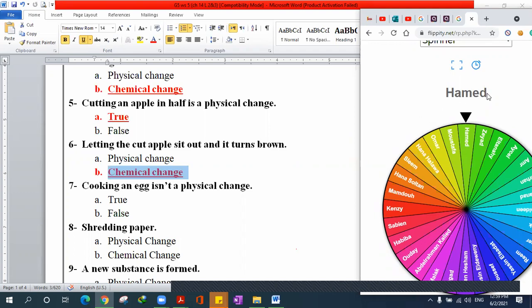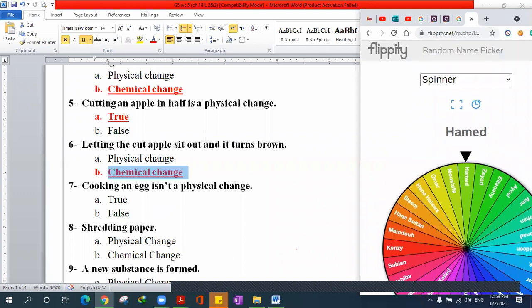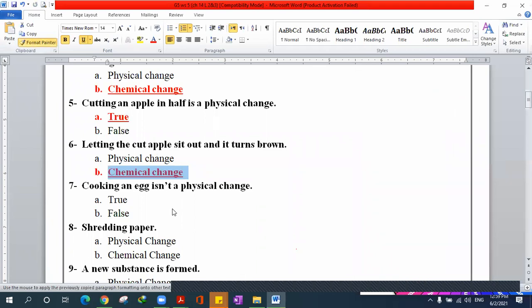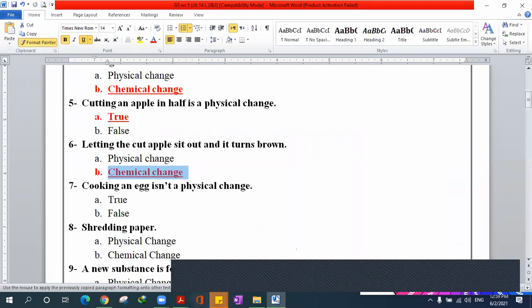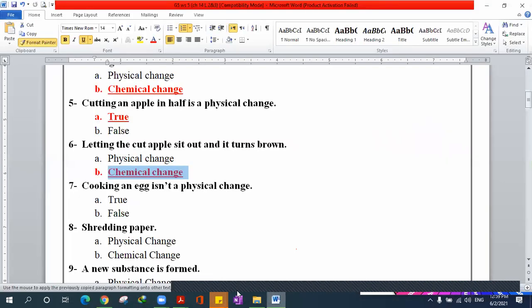Cooking an egg isn't a physical change. What do you think? False. Why is that? Because it's a physical change? Cooking an egg is a physical change? Wait, guys, give him time, please. It was Hamid's turn. Yes, Hamid. True, because it's a physical change.